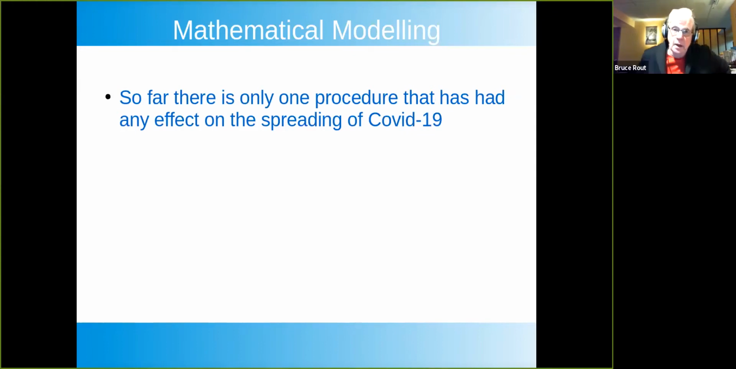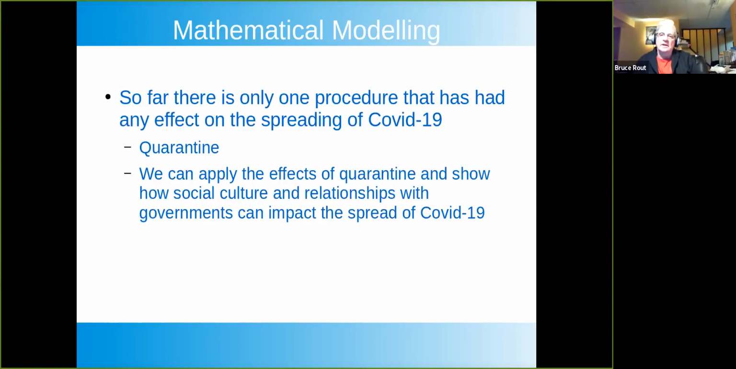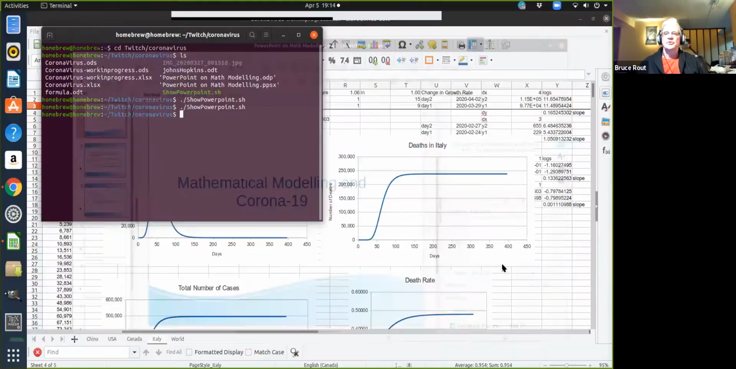So far, with all the research going on and all the panic going on and all the promises of having a magic cure or everything else that's happening, there's only one procedure that has had any effect whatsoever on the spreading of COVID-19, and that is quarantine. So far, that's the only thing that works and the only thing that has any impact on it whatsoever. So we can apply the effects of quarantine and show how social culture and relationships with governments can impact the spread of COVID-19. So we'll just do that.